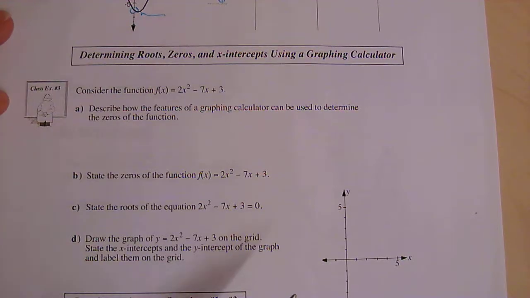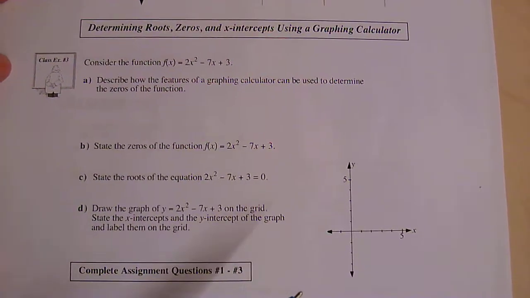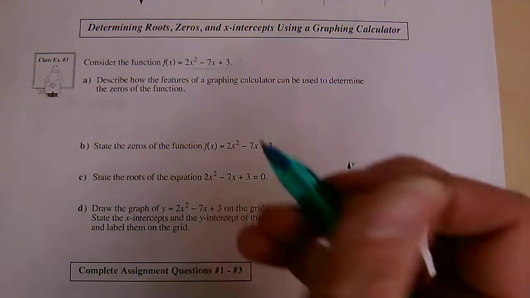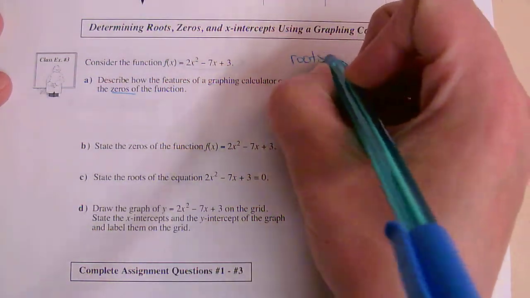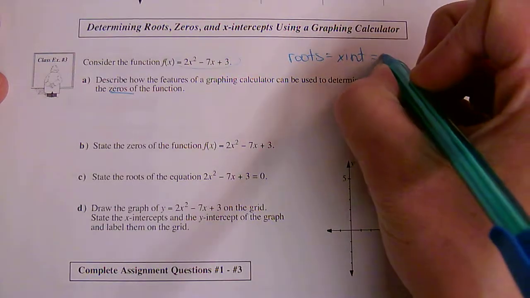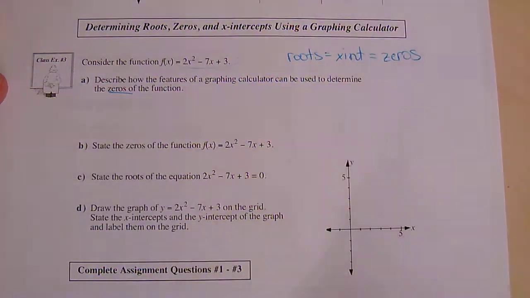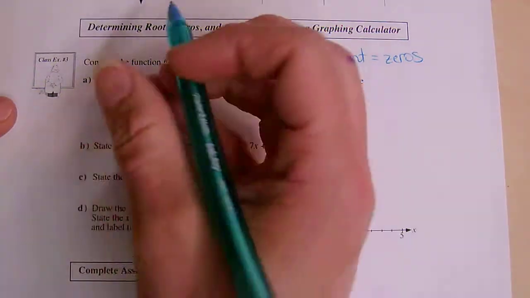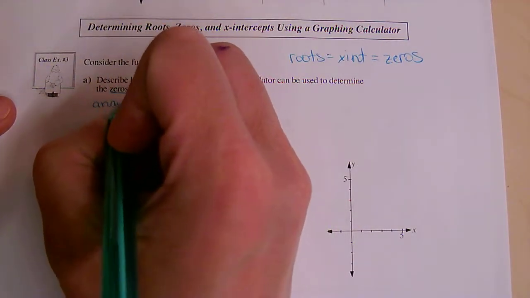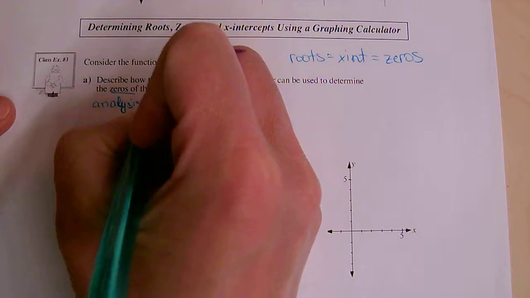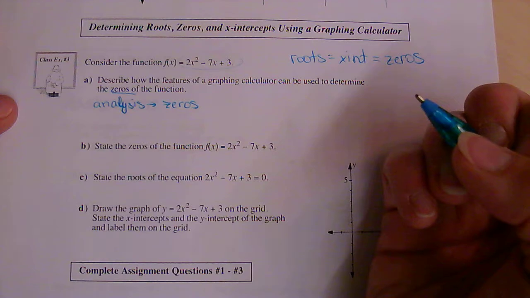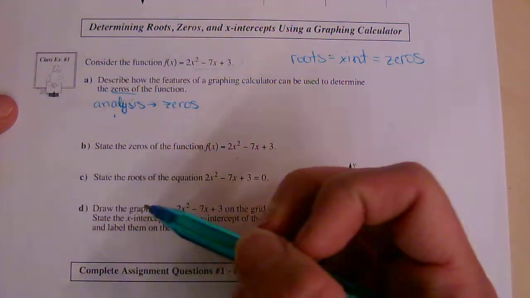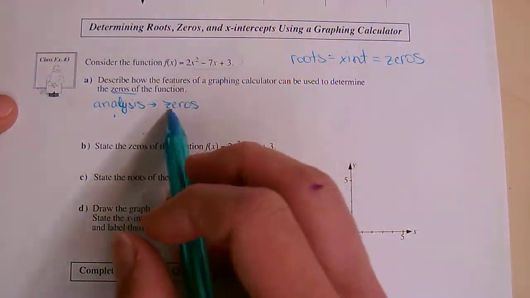Okay, now we're going to use our graphing calculator. So, consider this function. Describe how the features of the graphing calculator can be used to determine the zeros of the function. Well, if the roots are equal to the x-intercepts, which are equal to the zeros, that just means we need to find the zero, so you do the analysis, and you find the zeros.